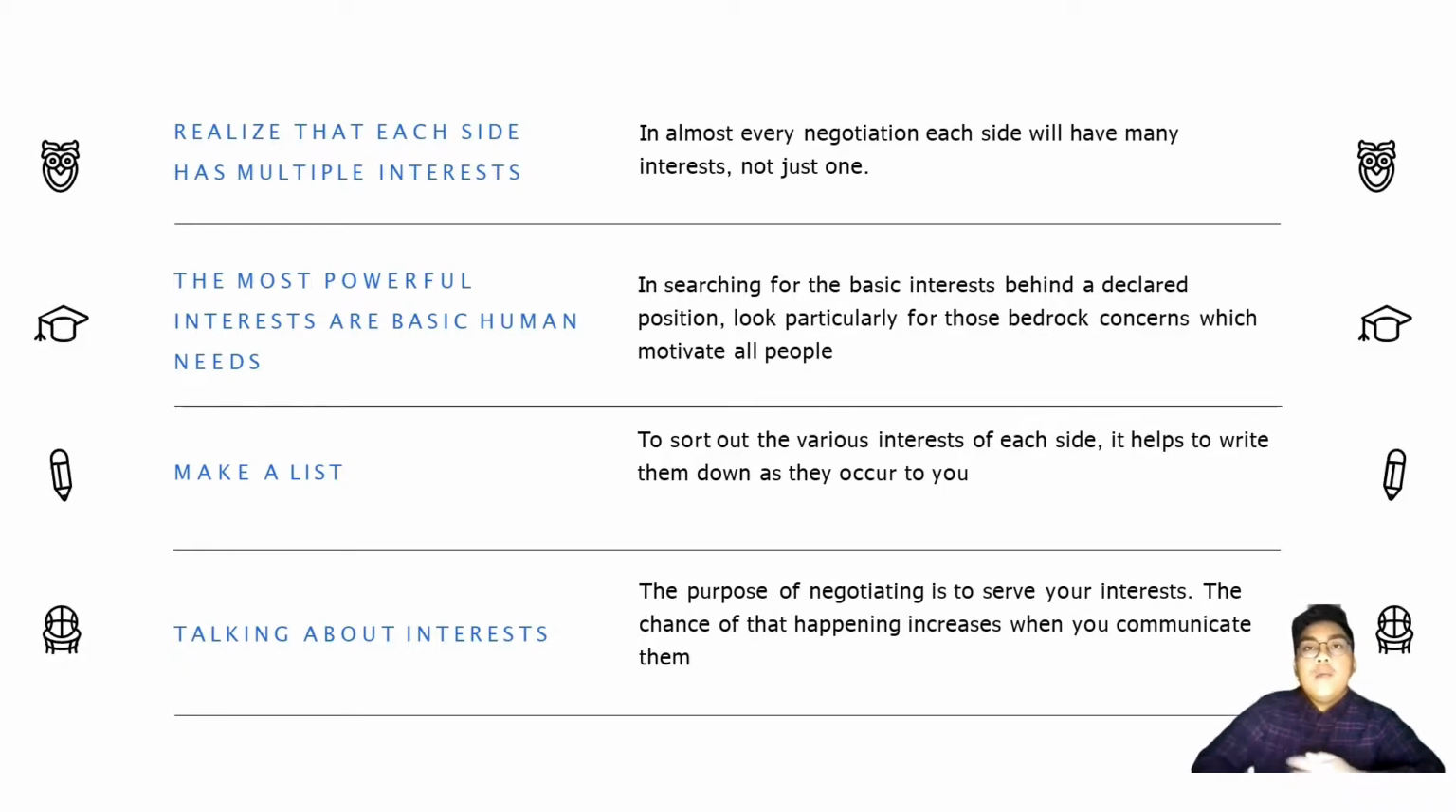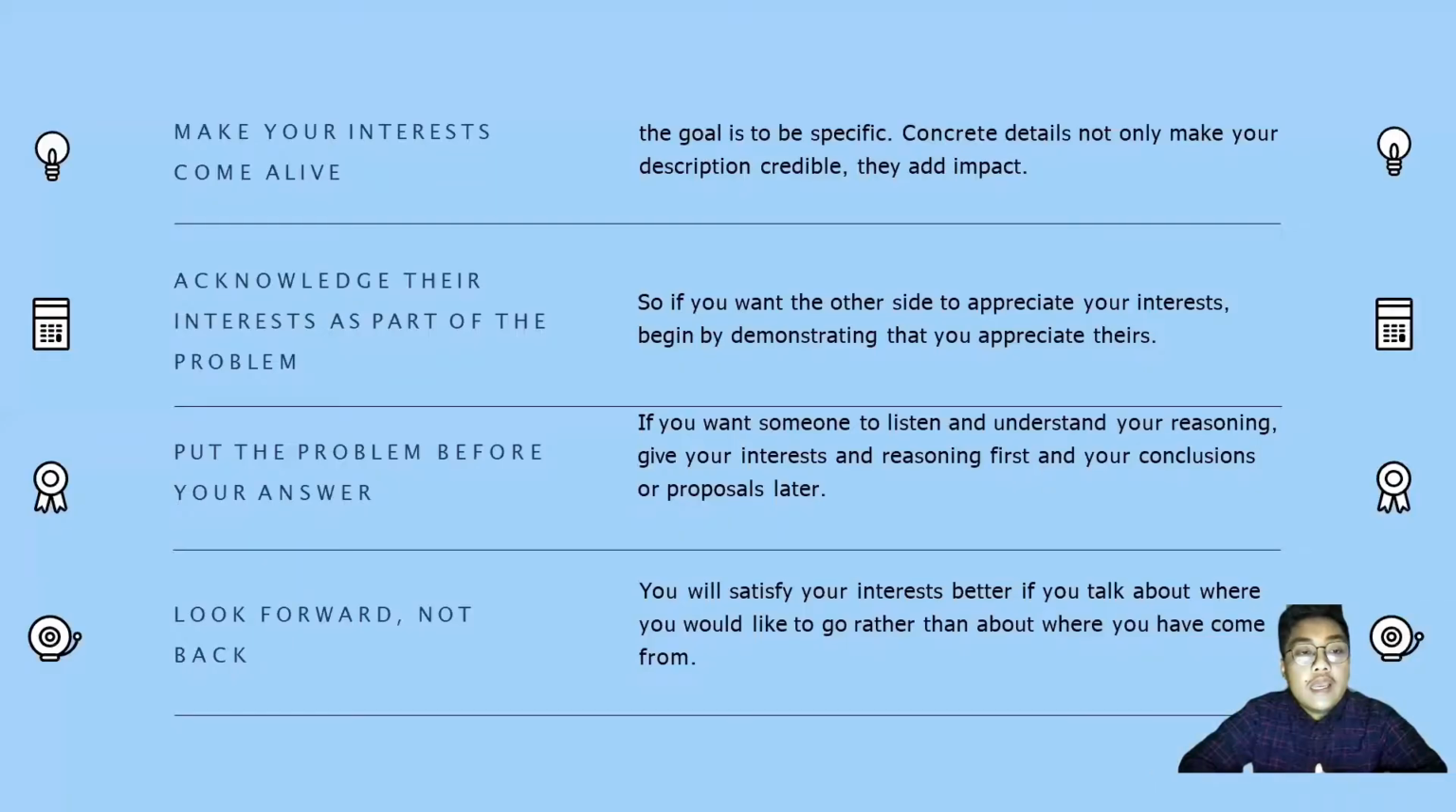So you have to be confident in explaining your interest to the other party in the negotiation. Moving on to the fifth aspect, it is making your interest come alive. The goal here is to be specific. Concrete details not only make your description credible, they also add impact. As long as you do not seem to imply that the other side's interests are unimportant or illegitimate, you can afford to take a strong stance in setting forth the seriousness of your concern.